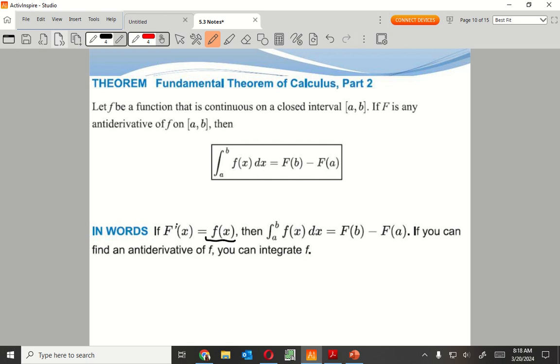Yes, hopefully? Yeah, okay, so I'm putting a couple things together here. Then the integral from a to b of f of x is capital F of b minus F of a. If you can find an antiderivative of f, you can integrate f. So if there is a derivative, an antiderivative, then you can integrate it.